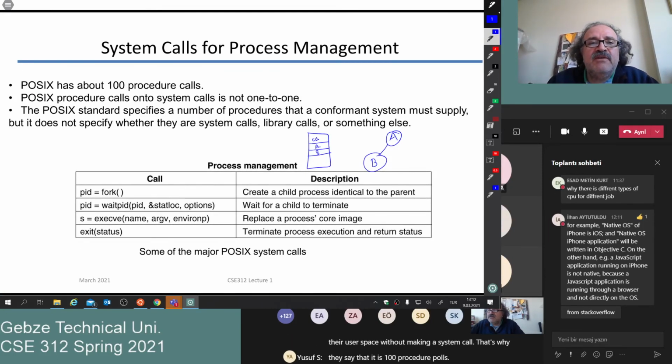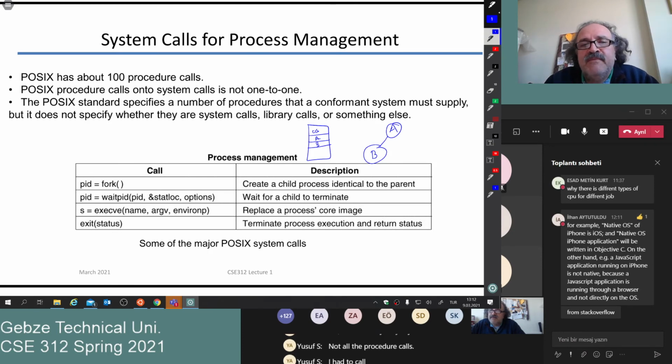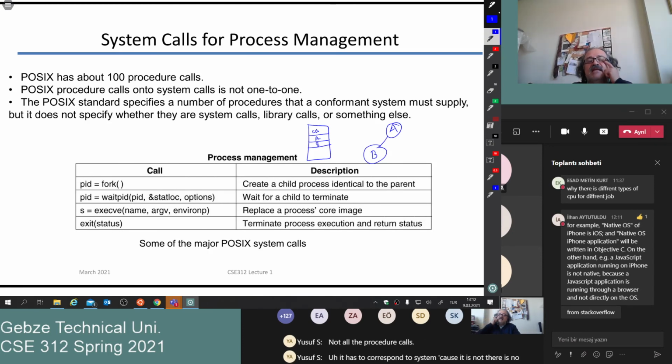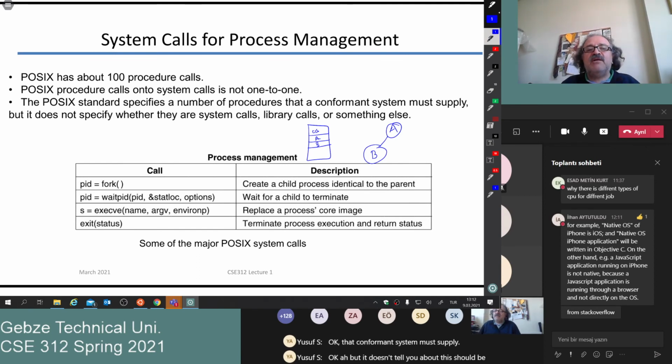Not all the procedure calls have to correspond to system calls. There is no one-to-one relationship between procedure calls and system calls, and some procedure calls might result in more than one system call. The POSIX standard specifies a number of procedures that a conformant system must supply, but it doesn't tell you whether these should be system calls, library calls or something else.